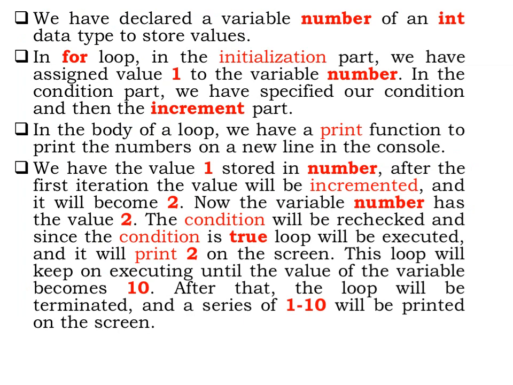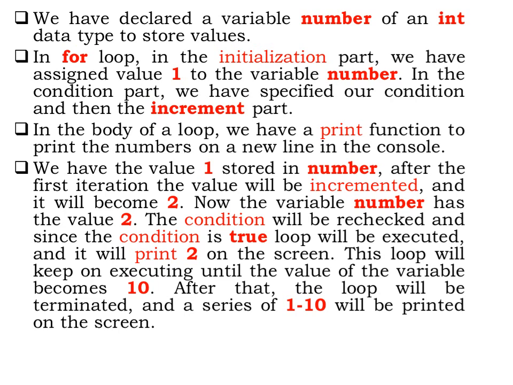So in the program we have declared a variable num of an int data type to store the values. In for loop, in the initialization part we have assigned value 1 to the variable number. In the condition part we have specified our condition and then the increment part. In the body of a loop we have a printf function to print the numbers on a new line in the console.